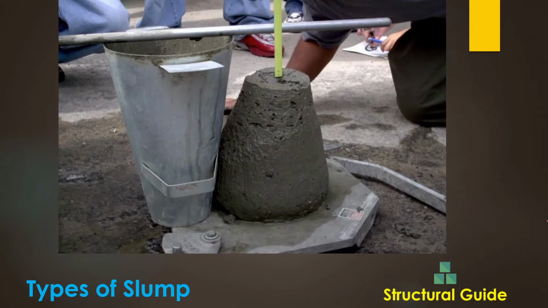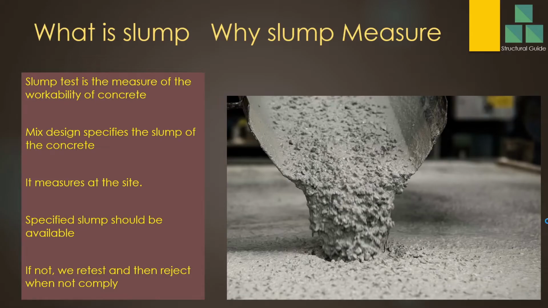Let's discuss about types of slumps. What is slump? Why do we measure the slump? Slump test is the measure of the workability of the concrete. It indicates how workable the concrete is. Workability reflects how we can work with the concrete: how easy it is to pour, how easy it is to compact. All of those represent the workability of the concrete.